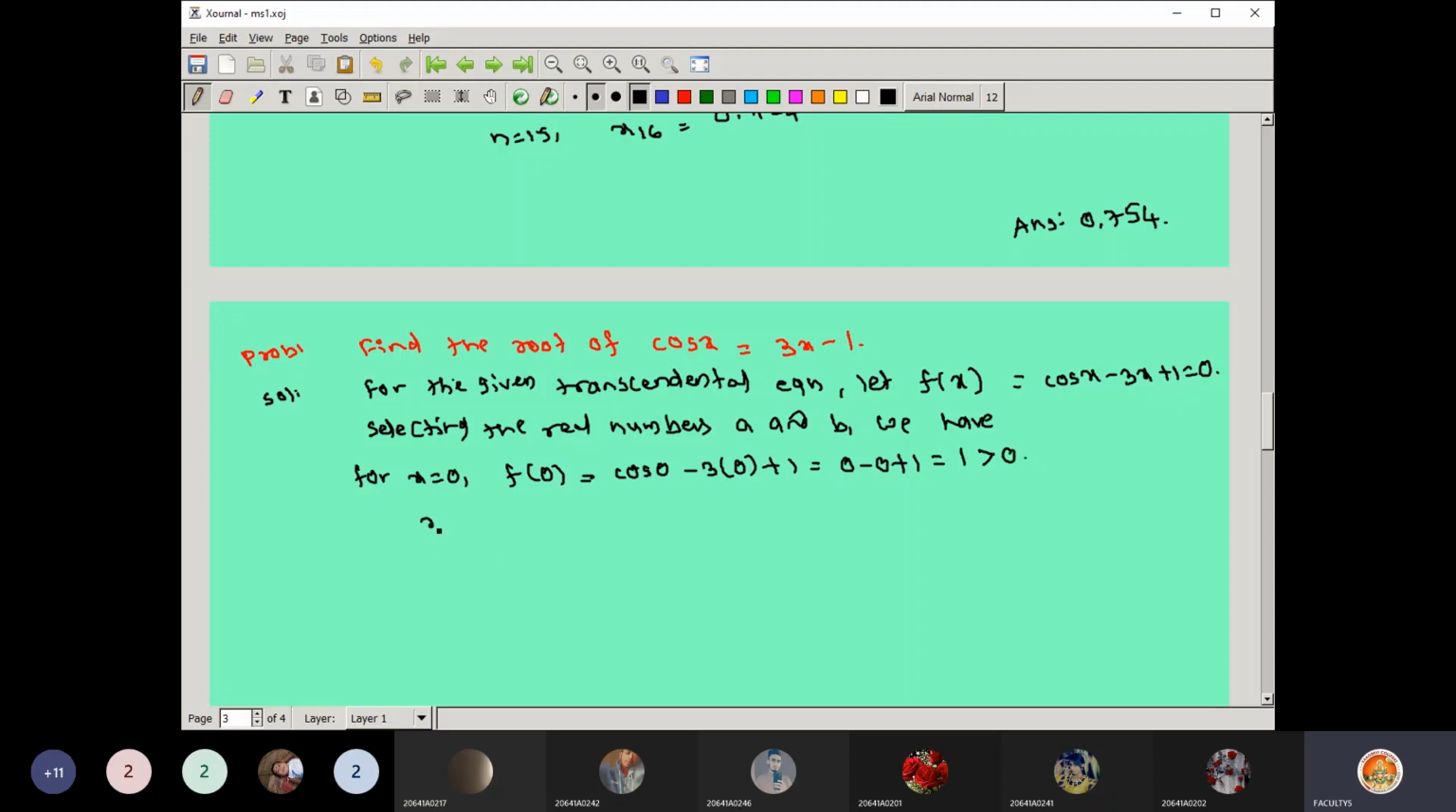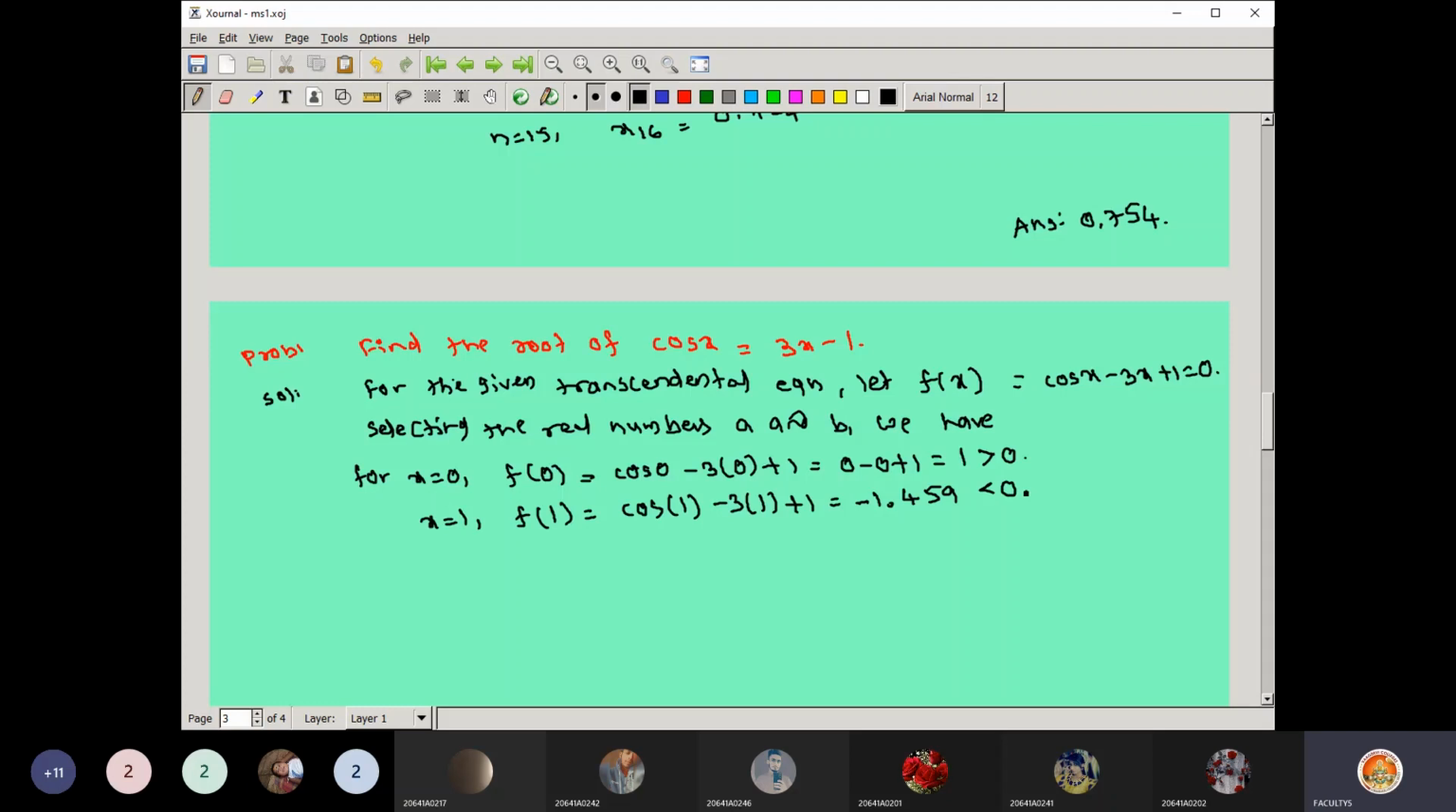First one is greater than 0. Next you go for x equal to 1. I am just supposing f(1). So in your expression, it is cos 1 minus 3 into 1 plus 1. Because it is involving trigonometric functions, it should be in radians. So cos 1 minus 3 plus 1, that minus 2 you are getting. So the answer is minus 1.459. So this is less than 0.